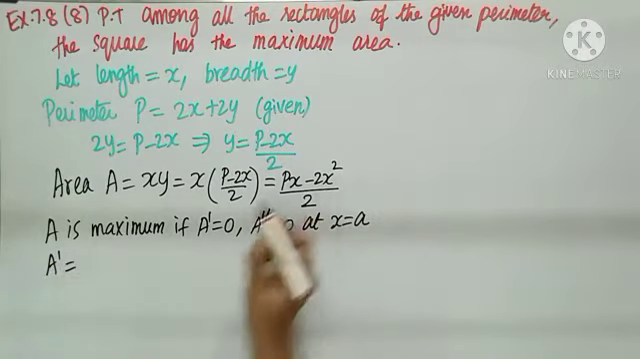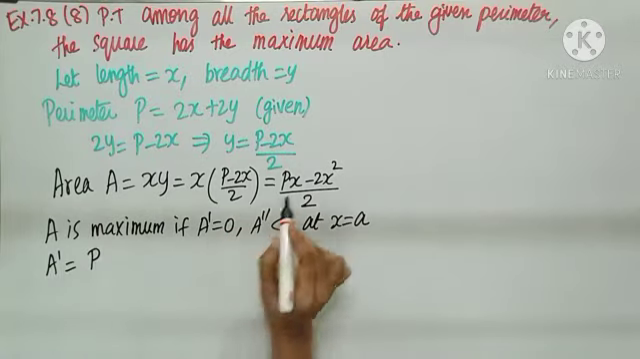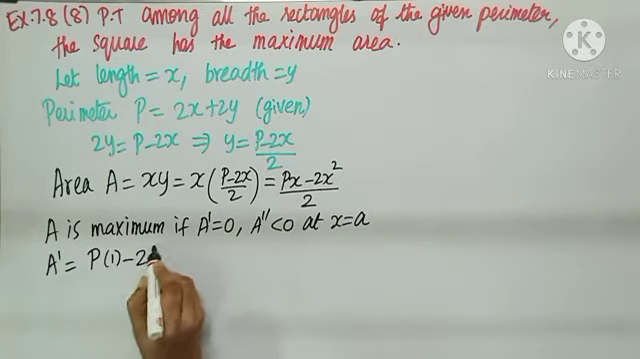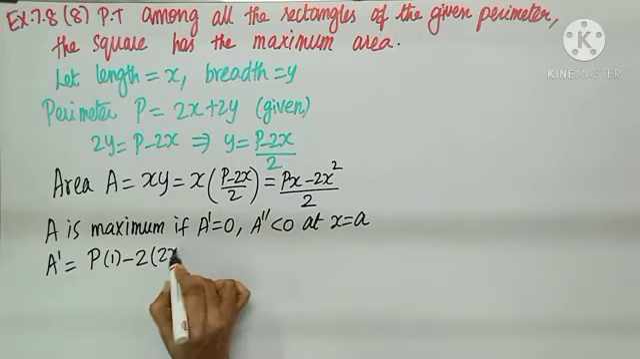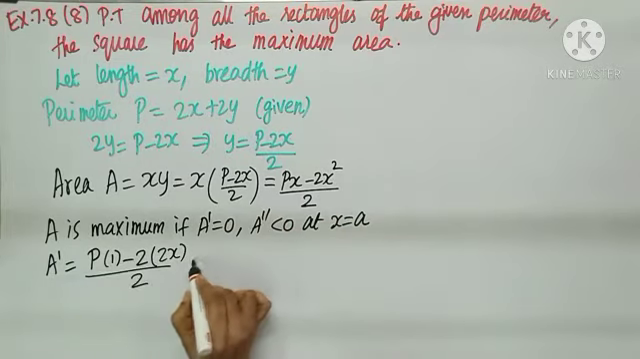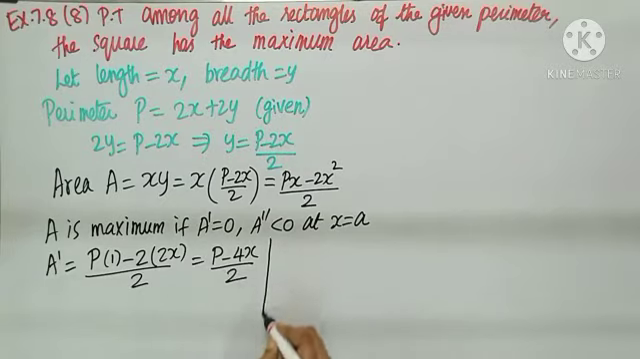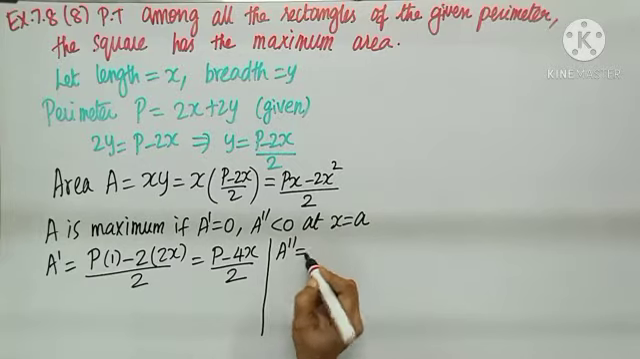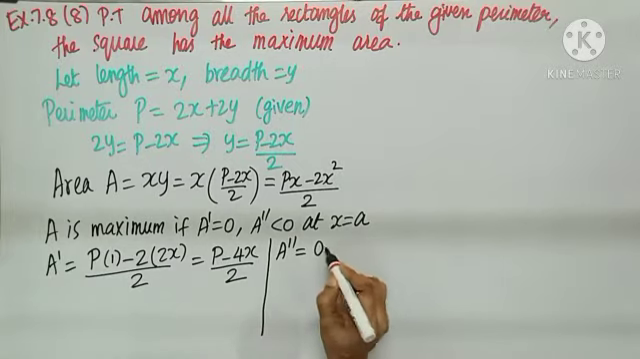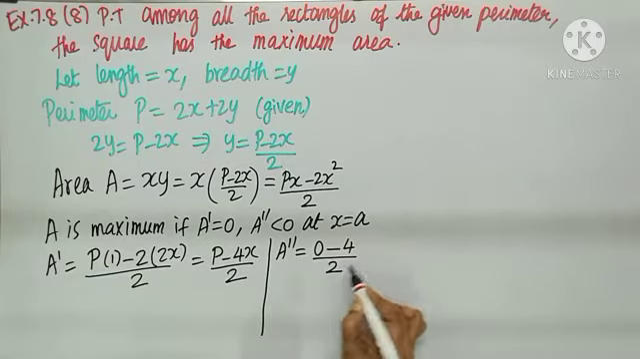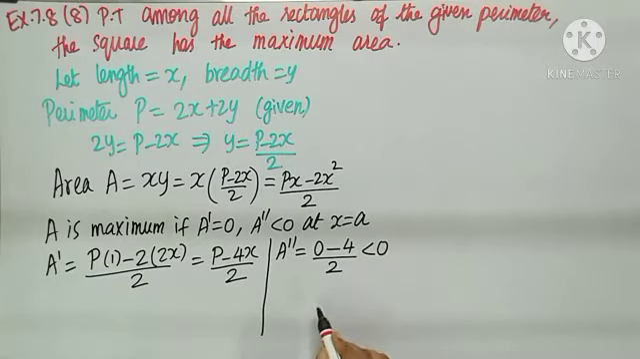A dash. P is a constant, so treat it as a coefficient. X will become 1, minus 2 x square becomes 2x. Divide by 2, or P minus 4x by 2. Find out A double dash. P is a constant, will become 0. Minus 4x will become minus 4 by 2, which is less than 0.